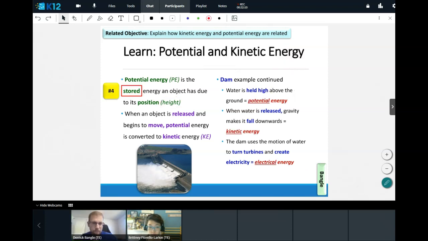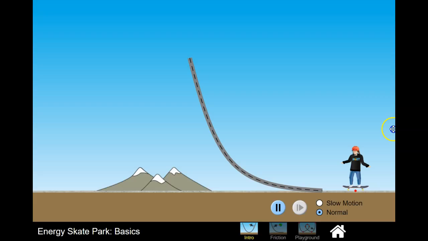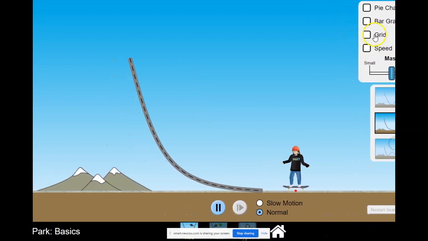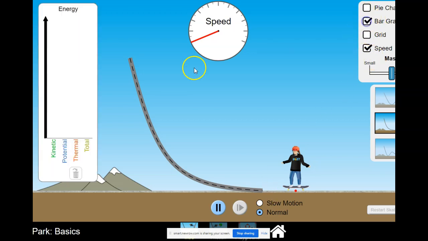Let's move on. For number 4 in your notes, let's write the word stored. All right, here we go. You should be able to see this up on the whiteboard here. I'm going to make sure that you can see the speed of our skater and the energy of our skater, and we are on the L graph. I'm also going to do it in slow motion.